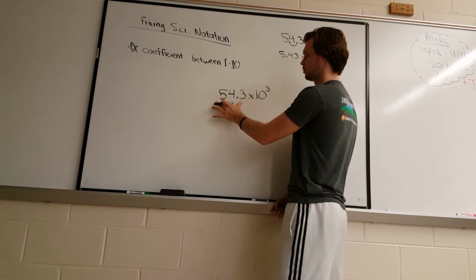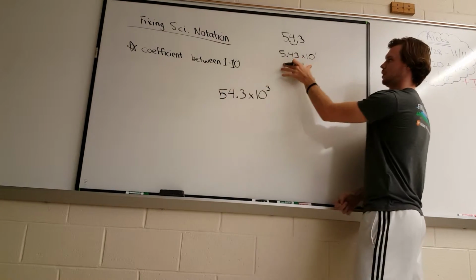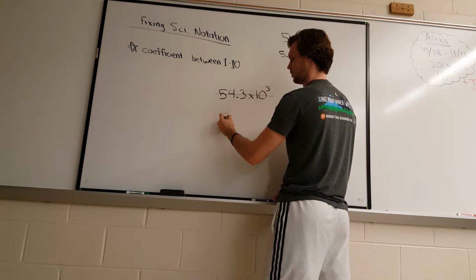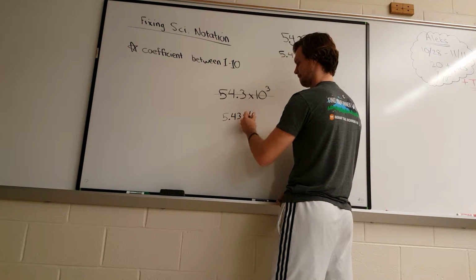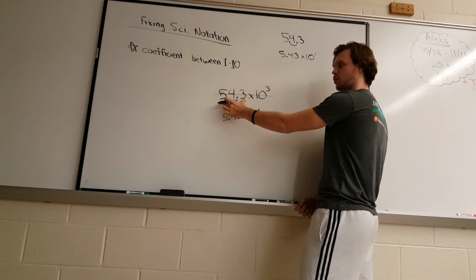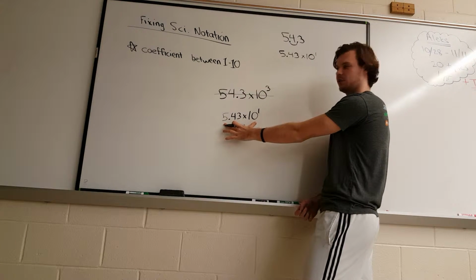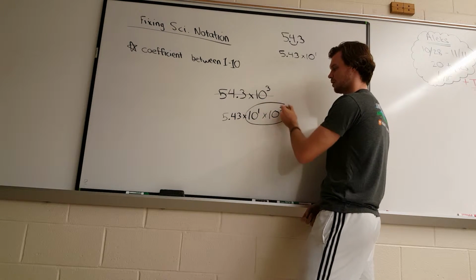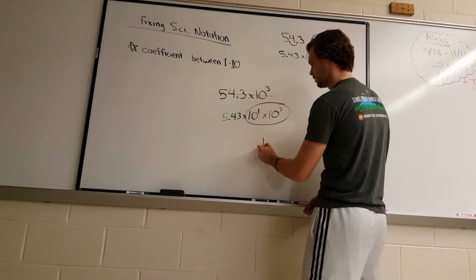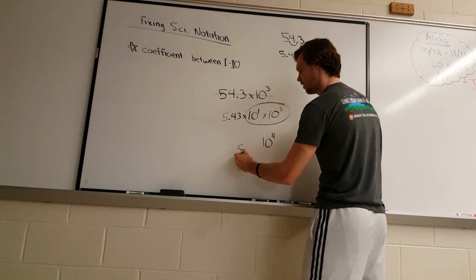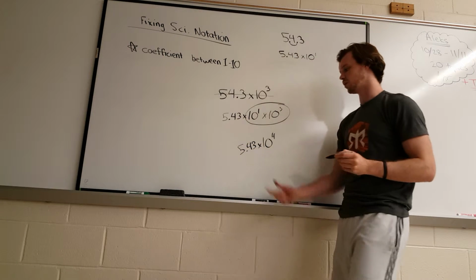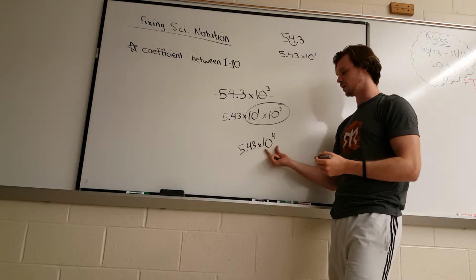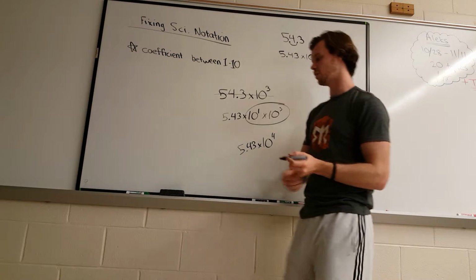So now let's look back to our actual problem. 54.3 is 5.43 times 10 to the first. So 54.3 turns into 5.43 times 10 to the first, but we still have times 10 to the third. Well, now look what happens here. 10 to the first and 10 to the third makes 10 to the fourth. So I have 5.43 times 10 to the fourth, and now this is a number in scientific notation correctly because this is between 1 and 10, and I have a power of 10. So I'm good there. Let's try one more.